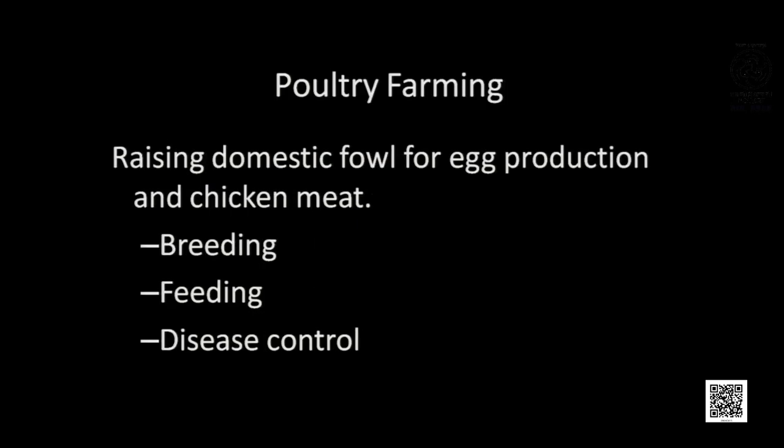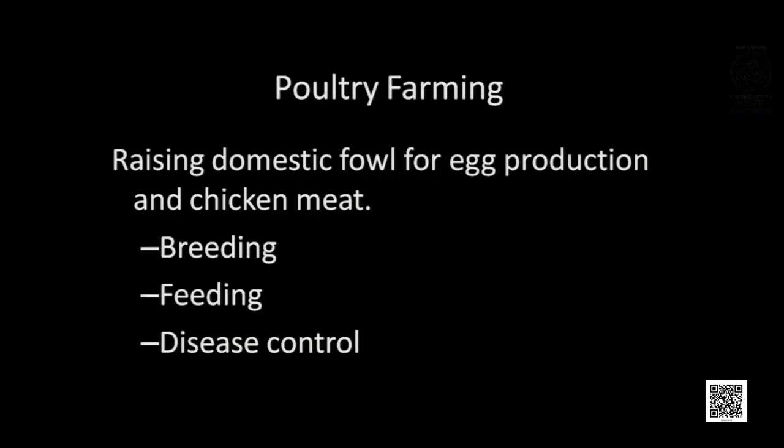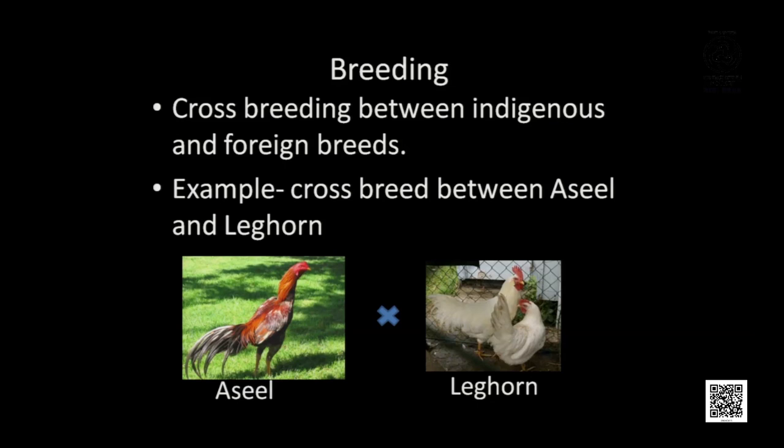Now next one is poultry farm. It is very easy and effective in India. It is actually raising domestic fowl for egg production and chicken meat. Again, management requires breeding, feeding and disease control. How? First one is breeding. It is crossbreeding between indigenous, that means local breed, and foreign breed.